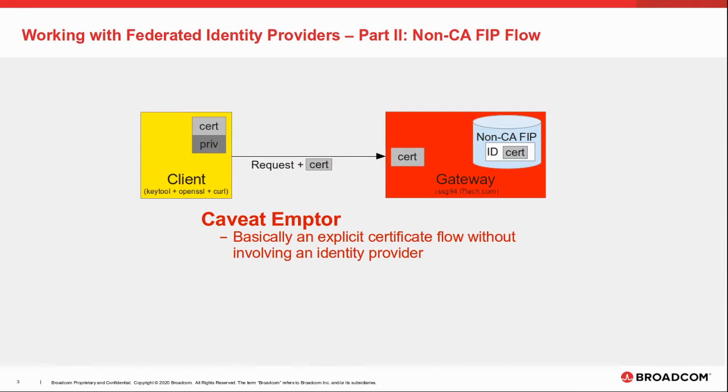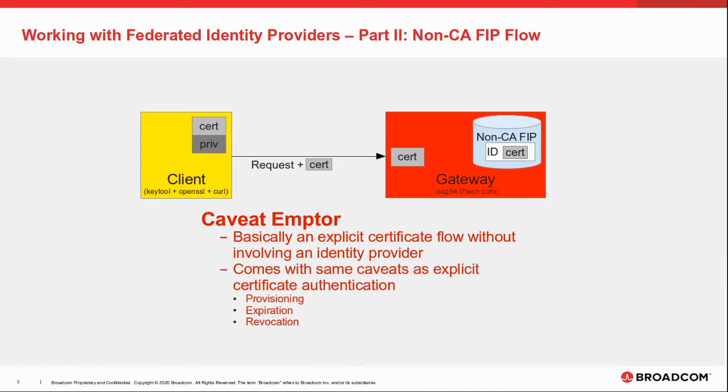This is basically an explicit certificate flow without involving an identity provider. So it comes with all the same caveats that we explored in the first episode of the Policy Pub, which is things like provisioning certificates. Everybody has to be involved in it. When a certificate expires, you have to reload it into the federated identity provider. And there's no notion of revocation checking on it.